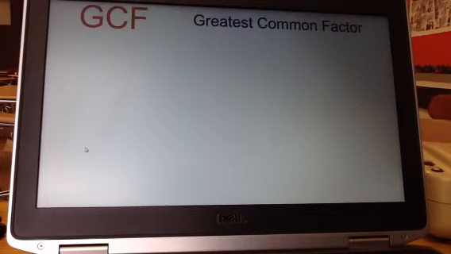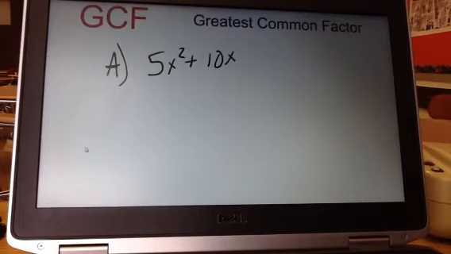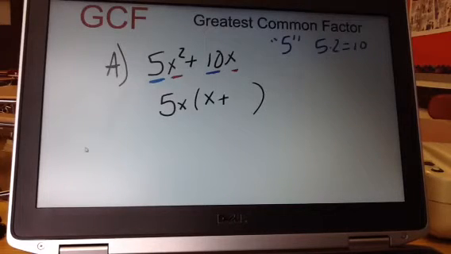So if I started with the example 5x squared plus 10x, I would think about what the greatest common factor is. When I ask myself what letter or number appears in both terms, they both appear to have a 5 in them. And what I mean by that is 5 times 2 is equal to 10. They also both appear to have at least an x in them. So the greatest common factor is going to be 5x times x plus 2.